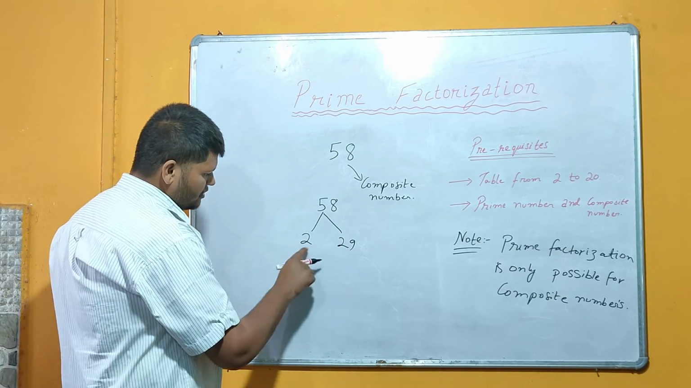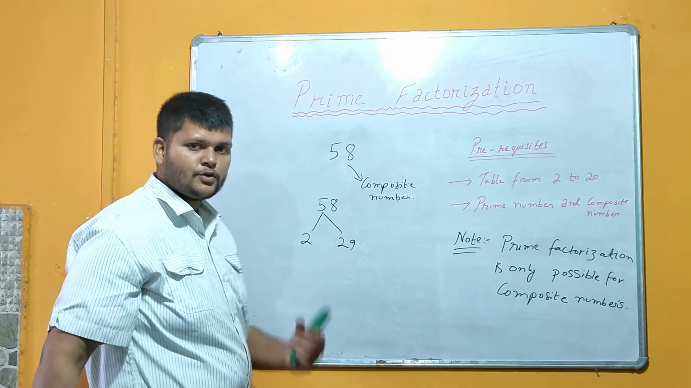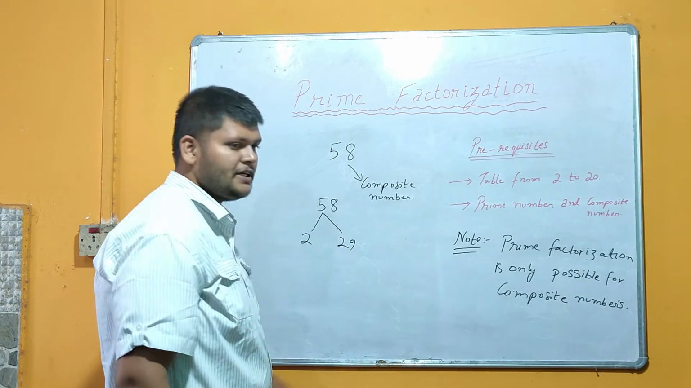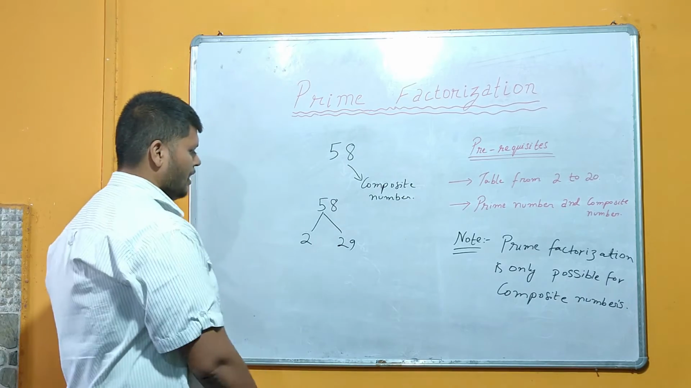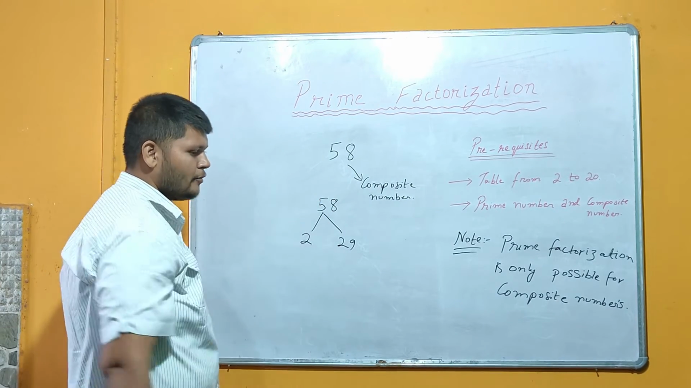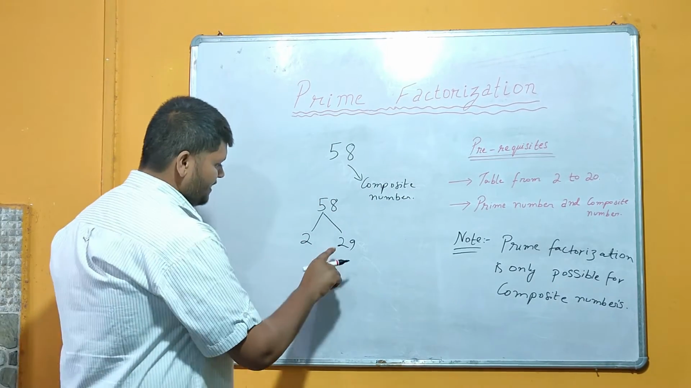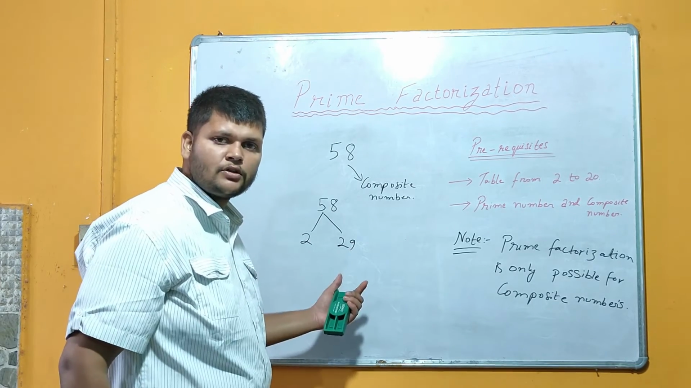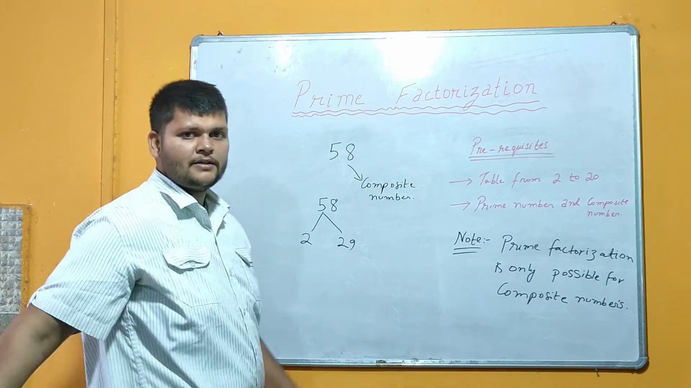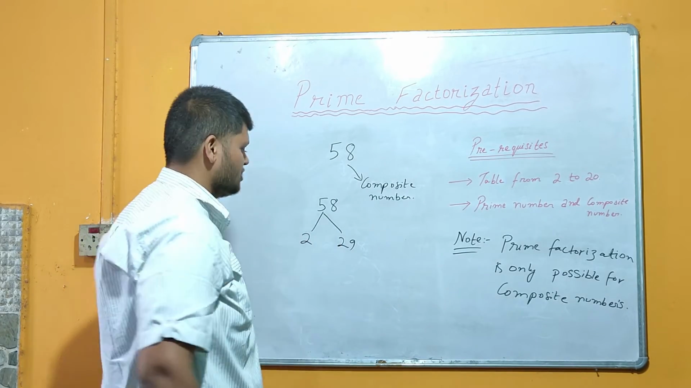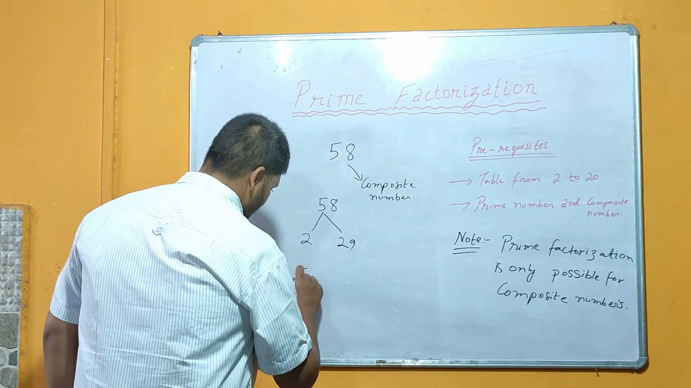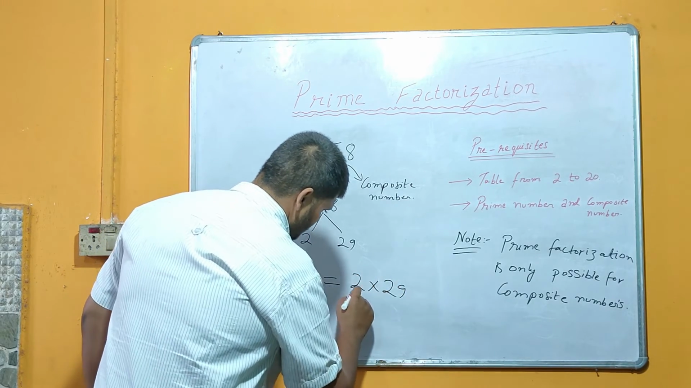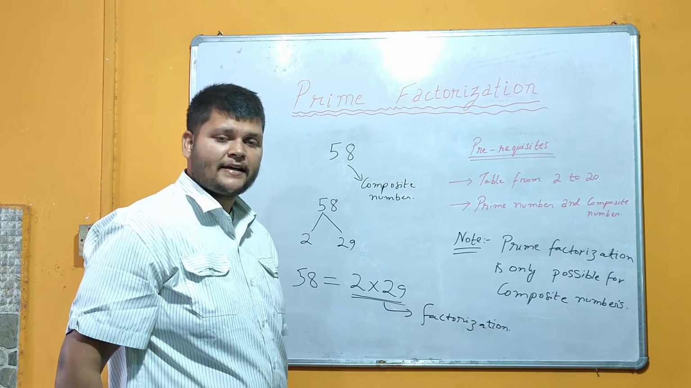Now once again you have to see out of these two numbers which one is the composite number. So 2 is not a composite number. This 29 is also not a composite number. That means we have to stop our procedure over here. If it is a composite number, then we can proceed. But here we are getting both the numbers as prime numbers. That's why we are stopping our procedure over here. So this 58 will be nothing but 2 into 29. So this 2 into 29 is called a factorization.